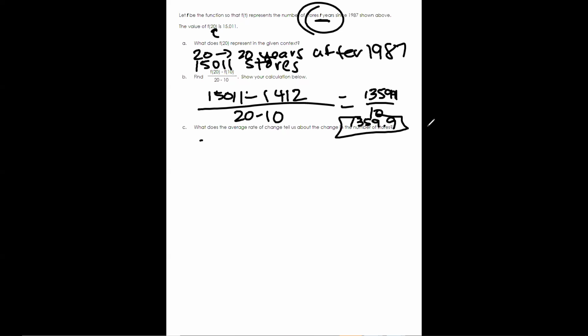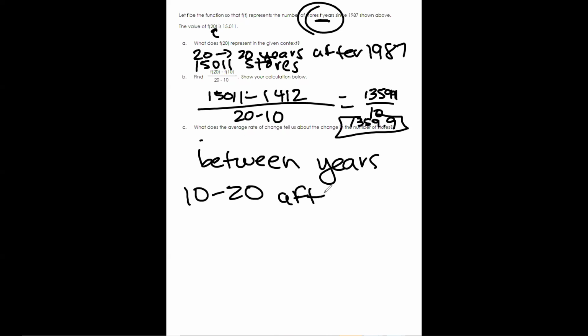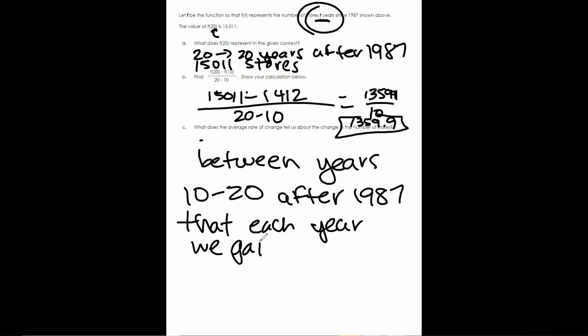Now, what does this actually tell us about the number of stores? Like, the average rate of change, what does it tell us? Well, it tells us between the years 10 to 20 after 1987, that each year we gain about 1,359 stores.